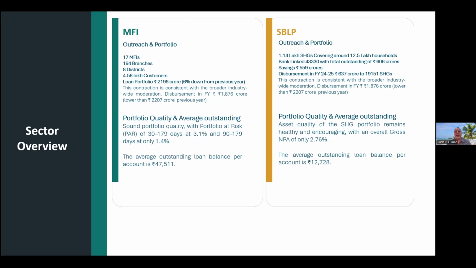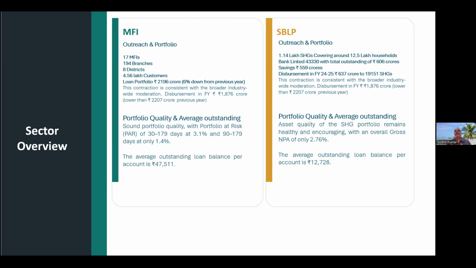In other areas, it's more. Portfolio quality remains sound, which is around 3.1% at 30 to 179 days, and 1.4% above 90 days. The average outstanding is around 47,500 per borrower. So when you say average outstanding, is it per client, MFI loans per client? Because the borrower must have borrowed from 2 or 3 MFIs. Okay, we will come to it later, sir, because this is the average figure, dividing the total portfolio by the number of clients.